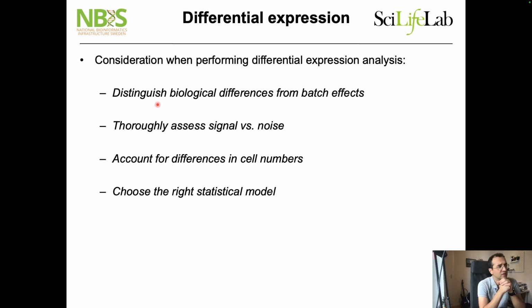The consideration for differential expression is that the idea is to distinguish biological differences, not batch effects. So make a thorough evaluation when you are trying to make a conclusion from your data set, in order not to confuse the signals and noise. And remember to account for differences in cell numbers.